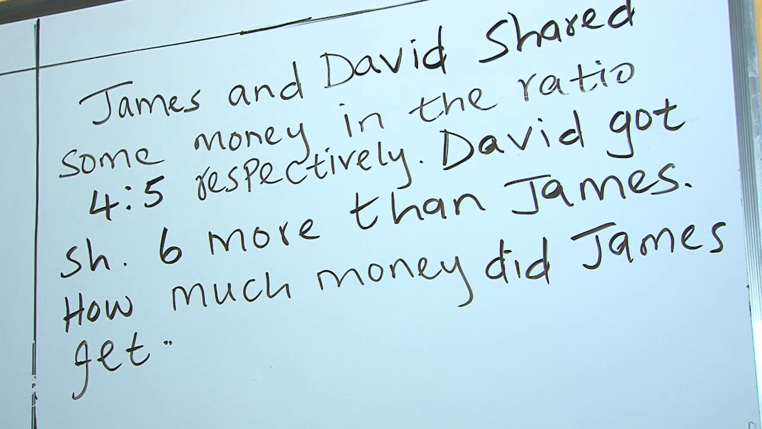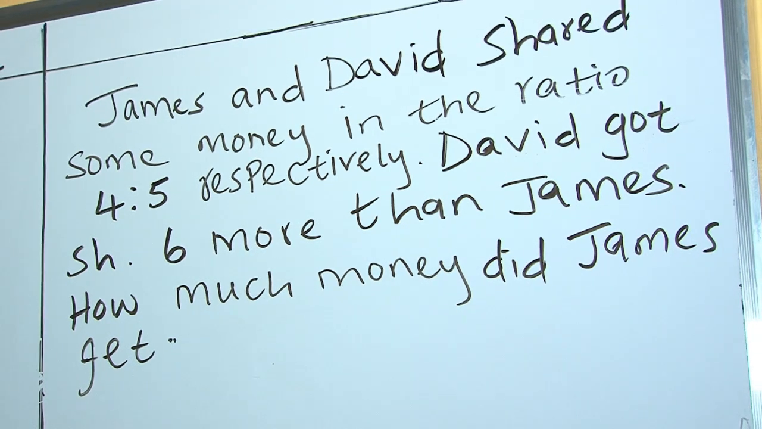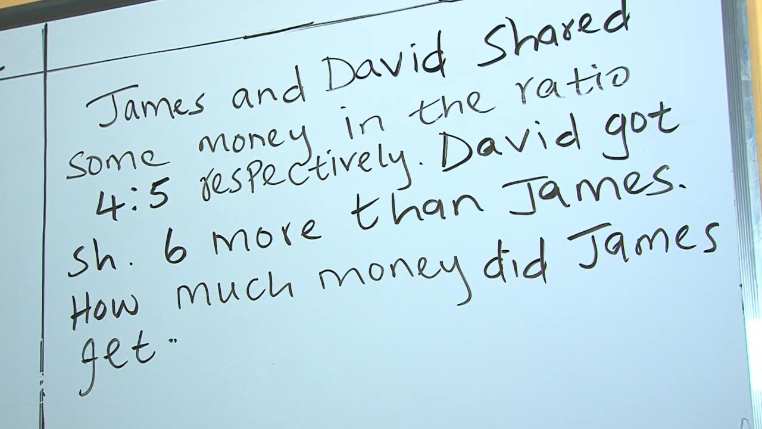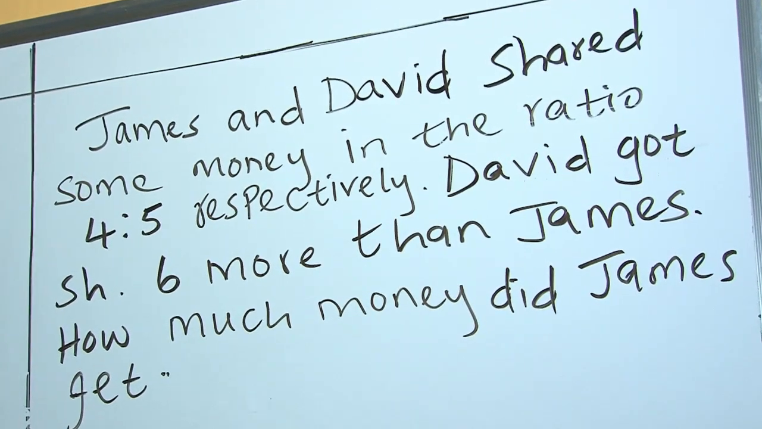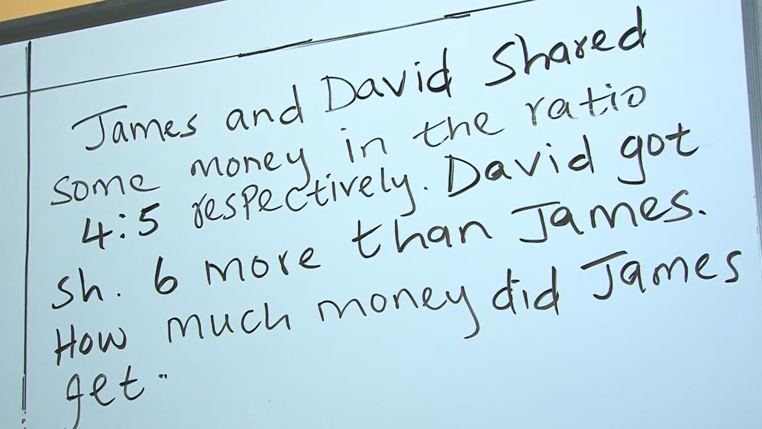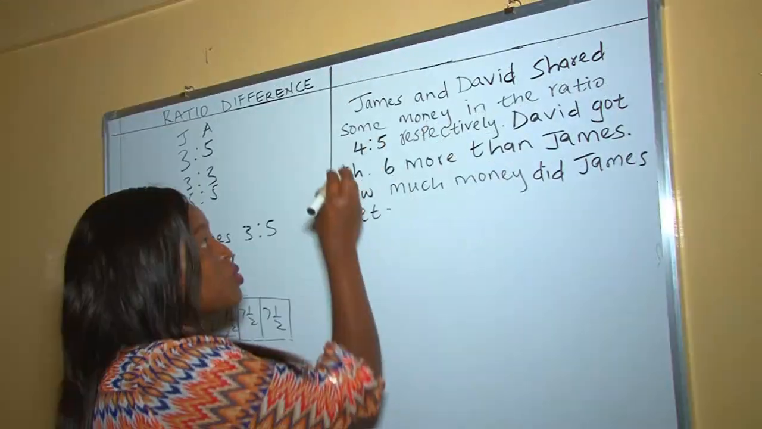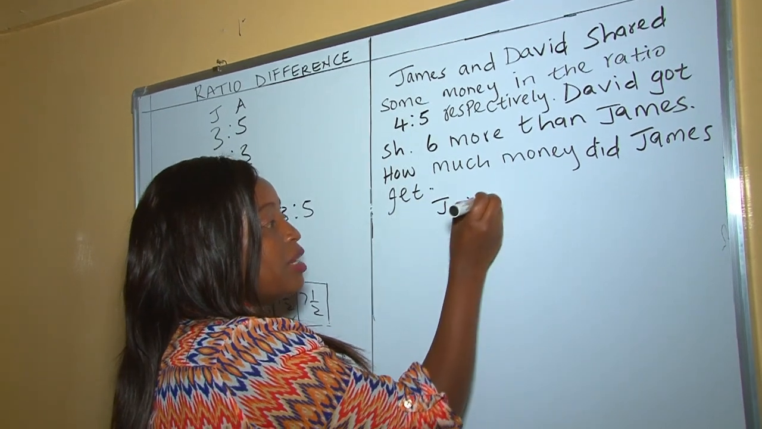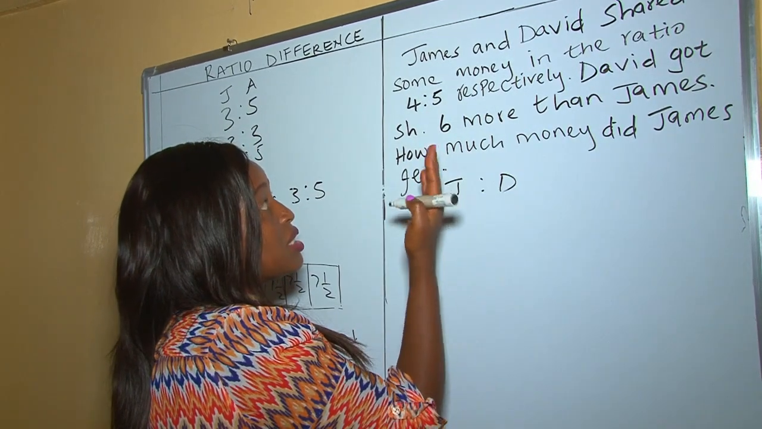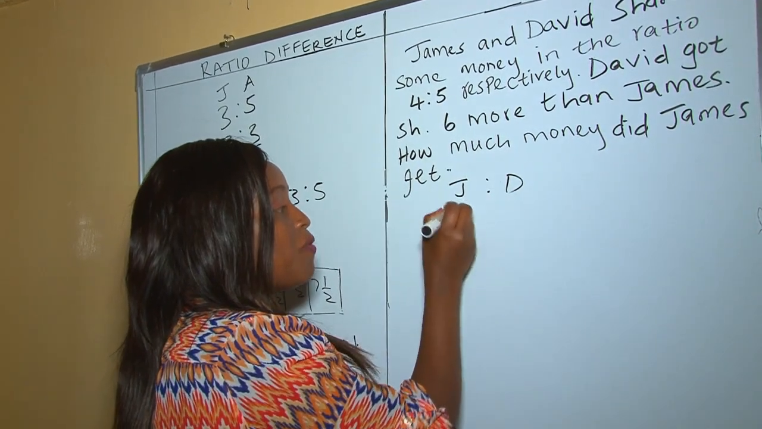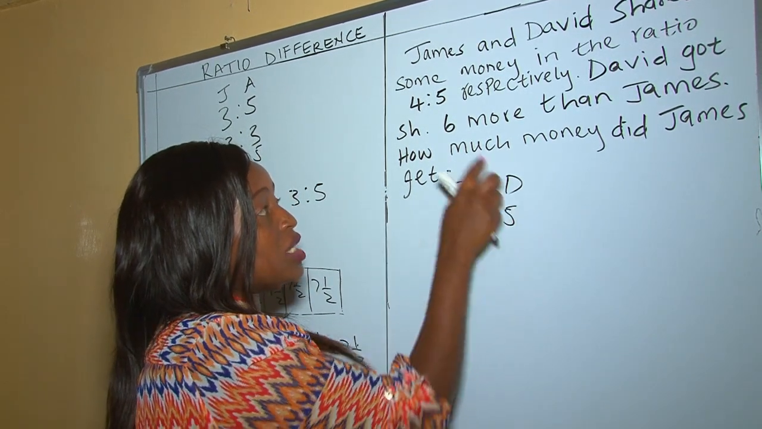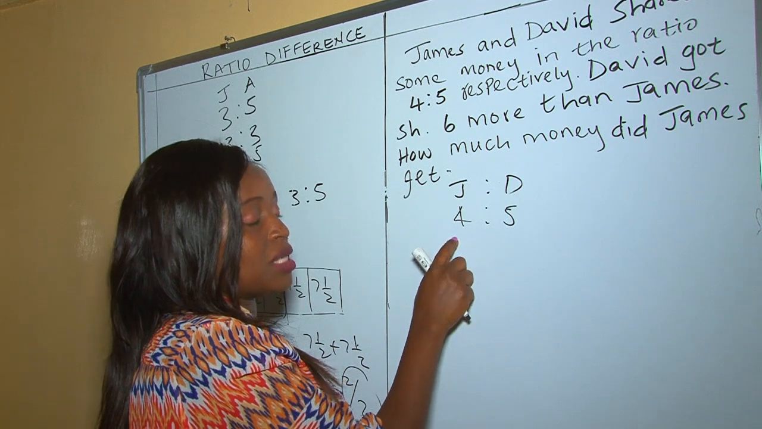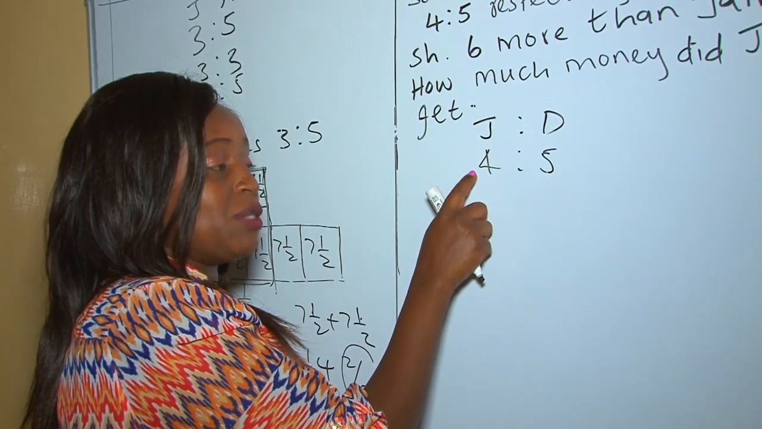To our next example, we are told that James and David shared some money in the ratio 4:5 respectively. David got shillings 6 more than James. How much money did James get? As you can see here, we have James and David. They are sharing some money that we don't know in the ratio of 4:5. But I've been told that David got 6 more than James. David has 5, James has 4.